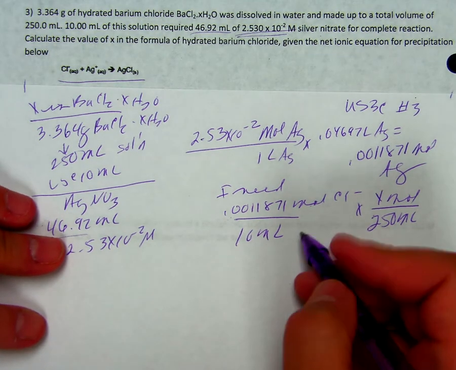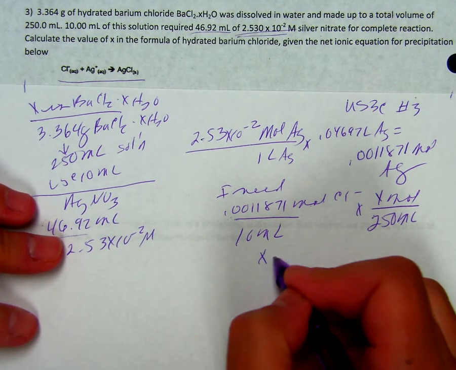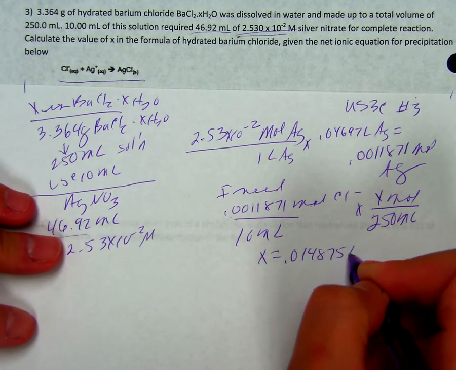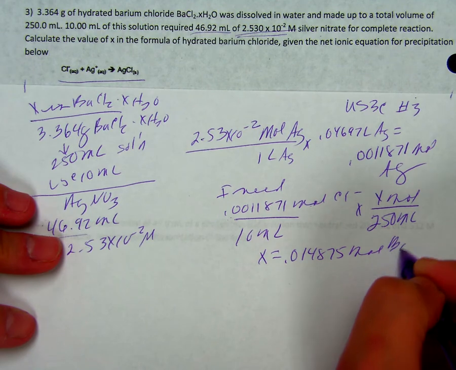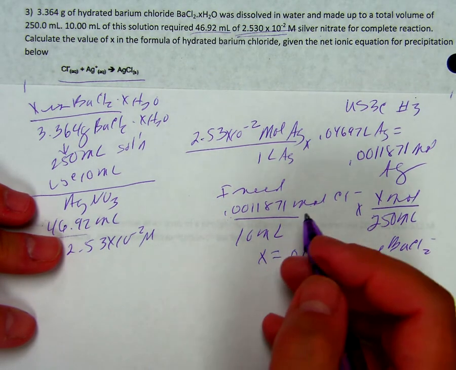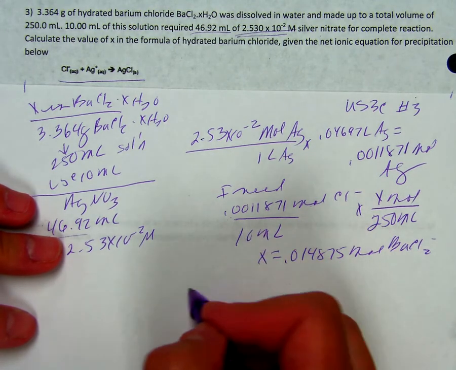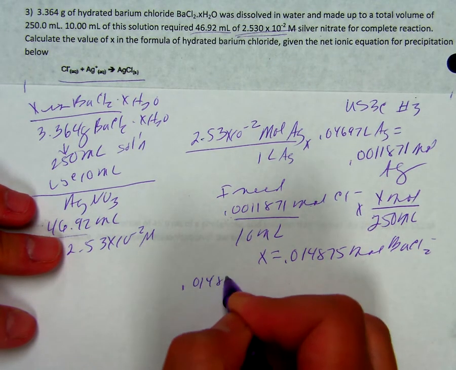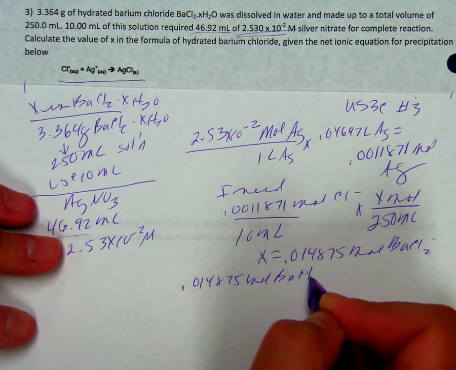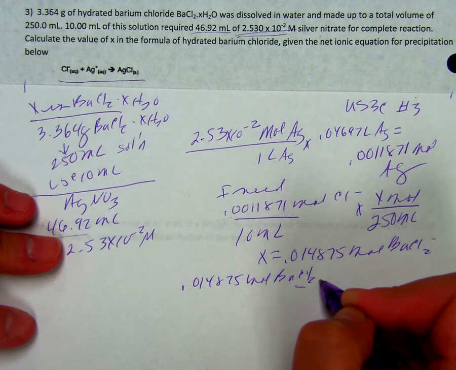So I'm just using a proportion, and when I solve for X, it comes out to be 0.014875 moles of barium chloride. Now this is barium chloride or chloride ion, right? So if I take that 0.014875 moles of barium chloride, because I just need the chloride ion from this, right?